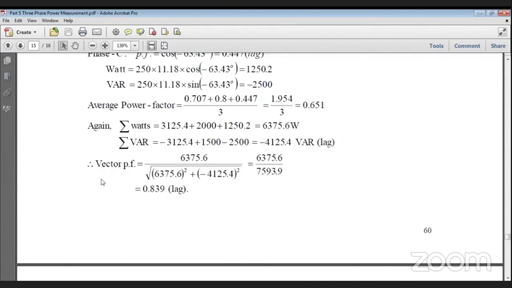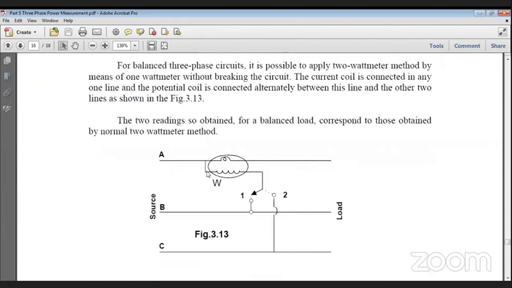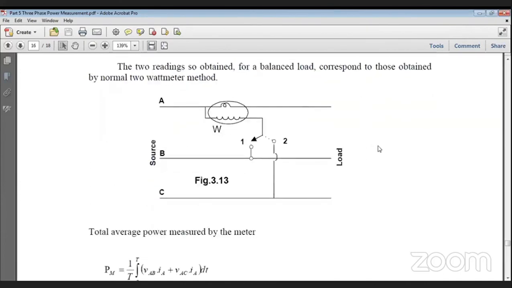Then it's a very interesting concept that if it is a balanced three phase, yes, again I repeat, if it is a balanced three phase, can I measure power with only one wattmeter? The answer is yes. I don't require two wattmeters. What I do, I make the connection like this. I put the current coil in the A phase, and then I make the potential coil connection through a switch. If the switch is in position 1, this is connected to line B. If the switch is in position 2, it is connected to line C.